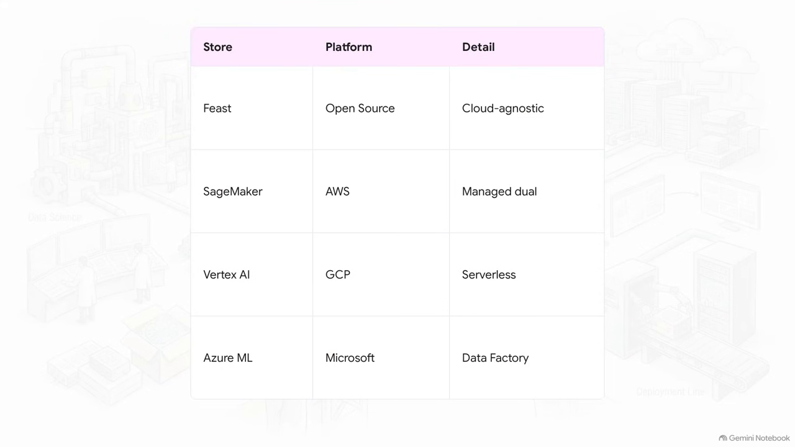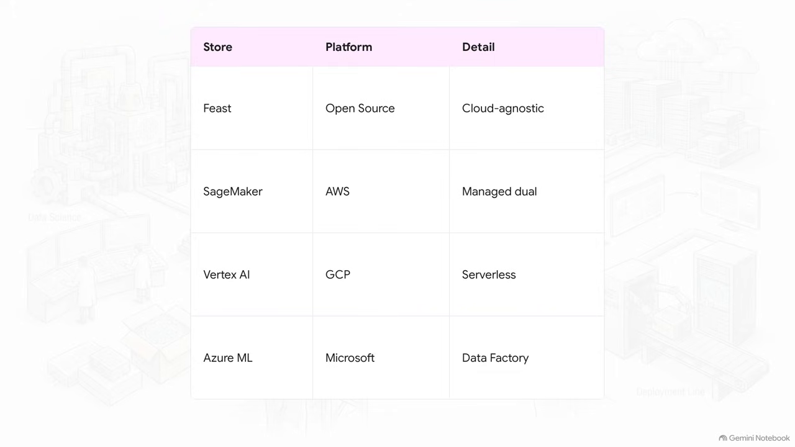A massive part of this automation relies on data serving, which means you're going to need to leverage feature stores. You've got several architectural options here. Looking at the open source side, there's Feast, which is great because it's cloud agnostic, though it does require you to manage the infrastructure yourself.